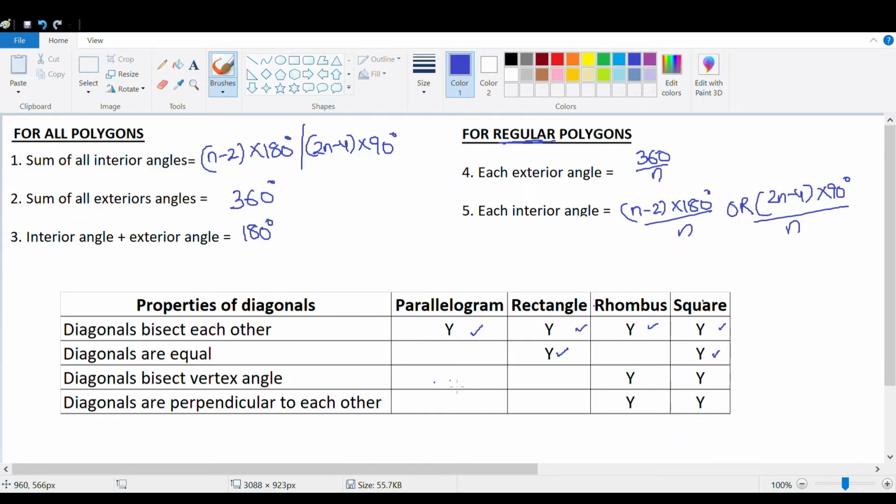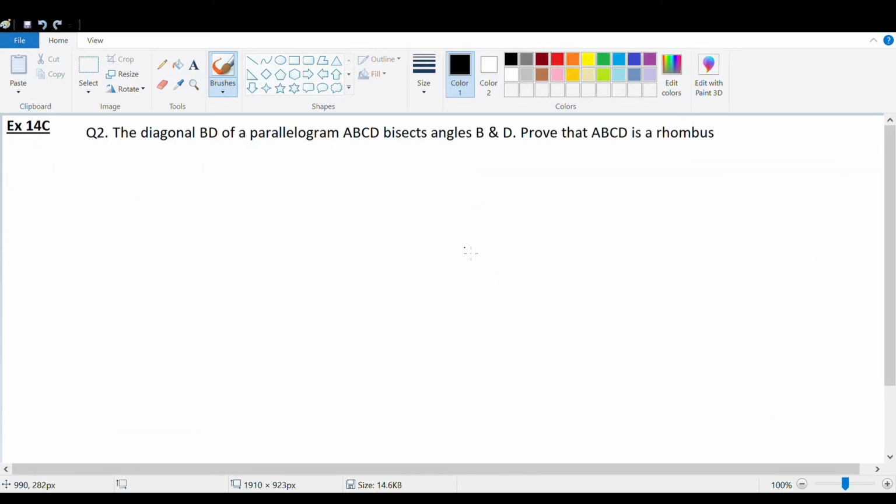Do diagonals bisect vertex angles? Not in case of a parallelogram, not in case of a rectangle, but only in case of a rhombus and a square, which means both the figures which have all four sides equal. In those cases, the diagonals bisect the vertex angle. And are diagonals perpendicular to each other? Again, these are perpendicular to each other only if it's a square or a rhombus, which means all four sides are equal. Good. Let's look at the next part and then we can start solving some questions.